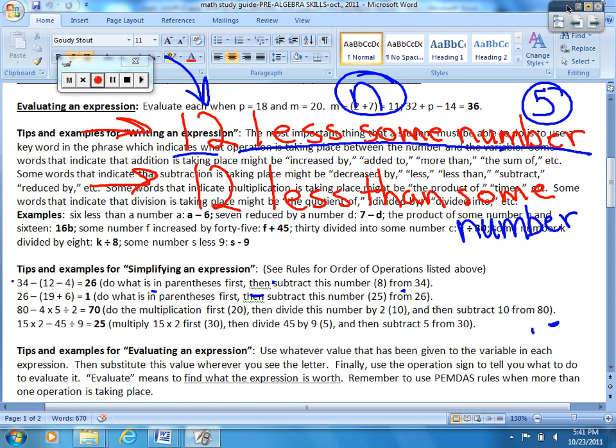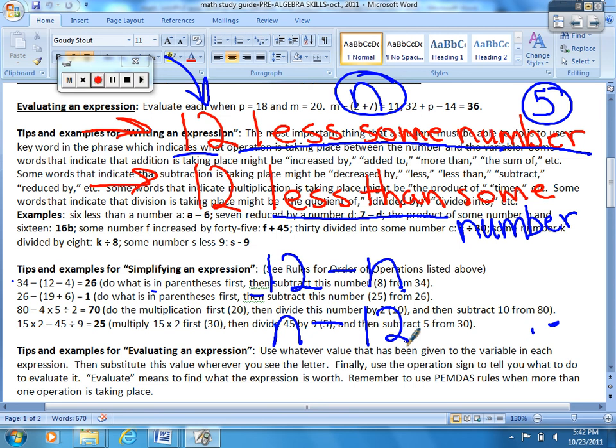It says 12 less than some number. Well, it's going to be either one of these two ways. I know less than and less mean to subtract. It's either going to be 12 minus n or n minus 12. That's the big question. Which one's it going to be?